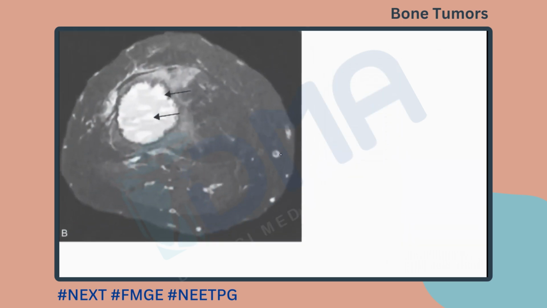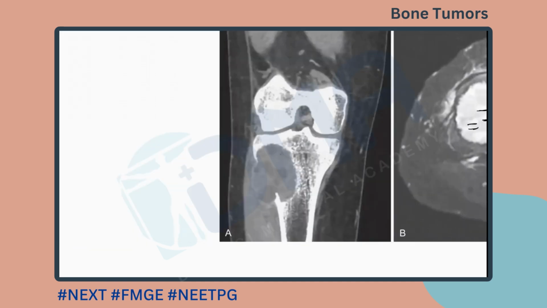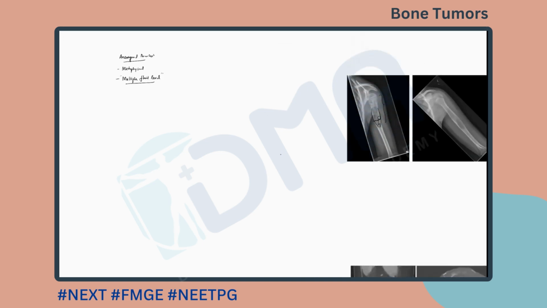Okay. So all these arrows indicate fluid levels. So you can see multiple fluid levels within the cyst. So in aneurysmal bone cyst, you will see multiple fluid levels. That is the difference between the unicameral bone cyst and the aneurysmal bone cyst.